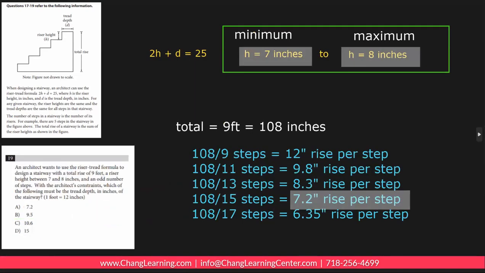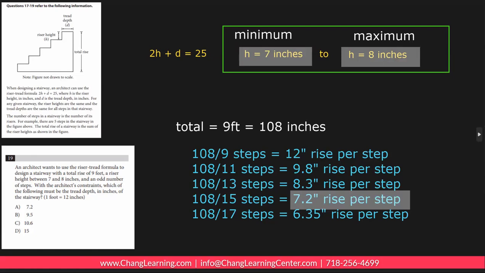Question 19 refers to the same staircase and the step ratio of the riser height and the tread depth. Here in question 19, an architect wants to use the riser tread formula to design a stairway with a total rise of 9 feet, a riser height between 7 and 8 inches, and an odd number of steps. With the architect's constraints, which of the following must be the tread depth in inches of the stairway?